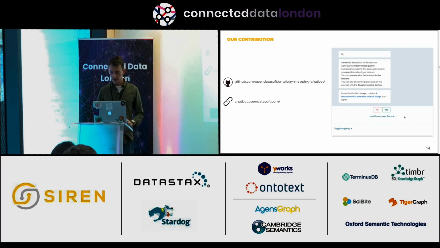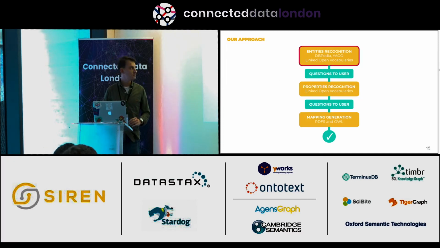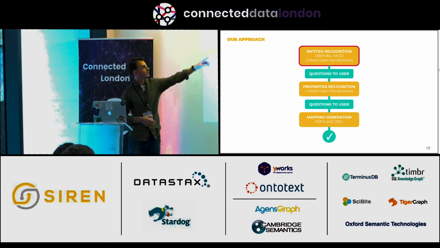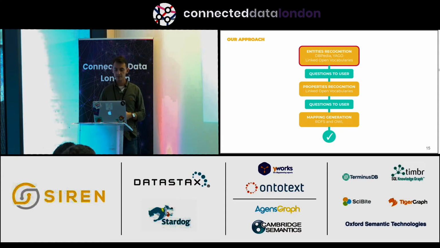I will explain a little bit how it works. We have three main automatic steps in yellow. We have an entities recognition step, a property recognition process, and a mapping generation step. Between each step, we ask questions to the user to validate or deny some propositions of the steps.